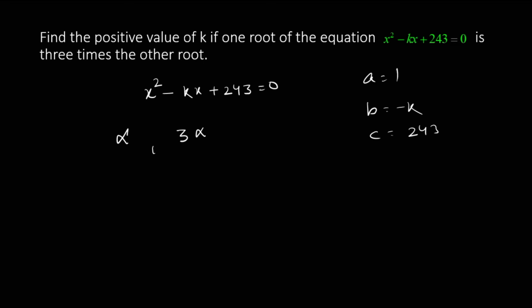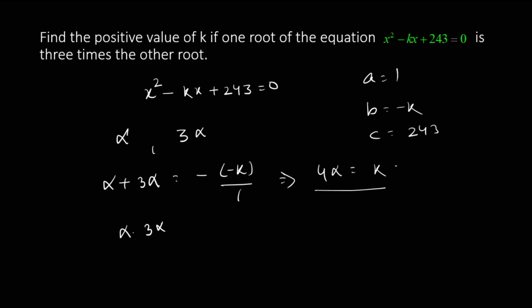So alpha plus 3 alpha, the sum of roots, is minus b over a, so minus k over 1. So we have 4 alpha is equal to k, so the value of k is equal to 4 alpha. The product of roots, alpha into 3 alpha, is equal to c over a. So c is 243 divided by 1, so we have 3 alpha square equal to 243. From here we can write alpha square is equal to 243 divided by 3.